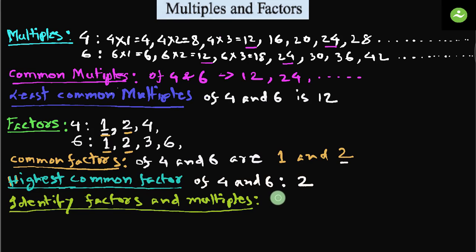For example, 8 and 4. These two numbers. Which is multiple and which is factor of these two numbers? We know 8 equals 4 into 2. So 8 is multiple of 4 and 4 is factor of 8.